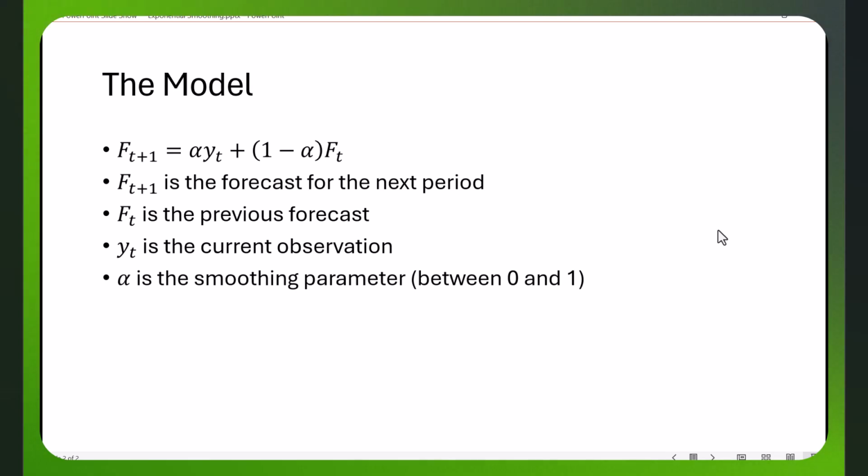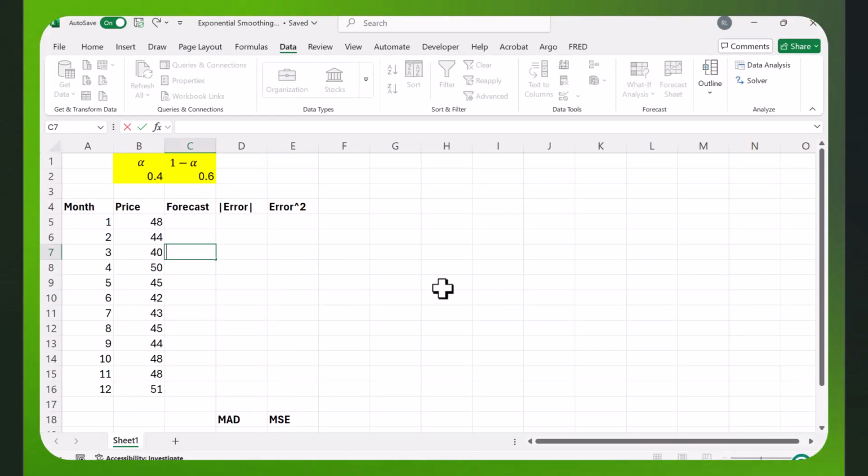So if it was 0.5, you'd be weighting them equally. If it's less than 0.5, you're going to be weighting the previous forecast more than you're weighting the current observation. If it's greater than 0.5, then you're going to weight the current observation more than the previous forecast. So let's go to Excel and see if we can't do a little bit of forecasting here.